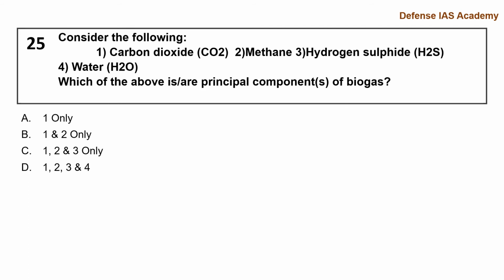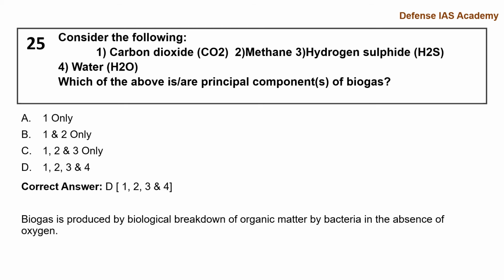Question 25. Consider the following: 1. Carbon dioxide, 2. Methane, 3. Hydrogen sulfide, 4. Water. Which of the above are principal components of biogas? The correct answer is option D, 1, 2, 3 and 4. Biogas is produced by biological breakdown of organic matter by bacteria in the absence of oxygen.